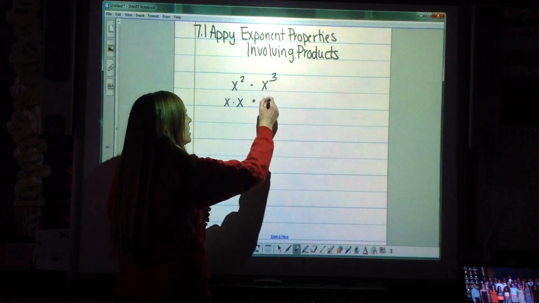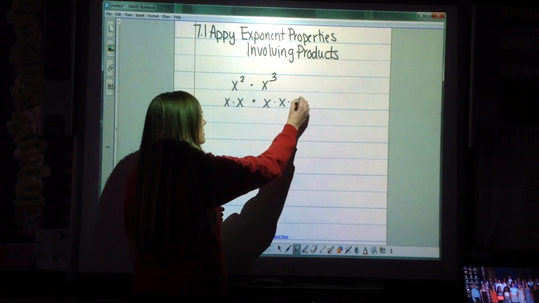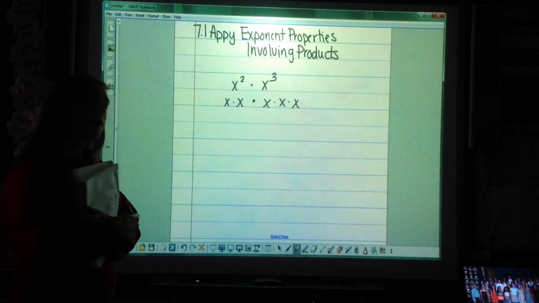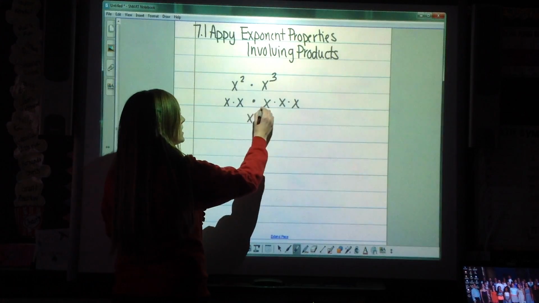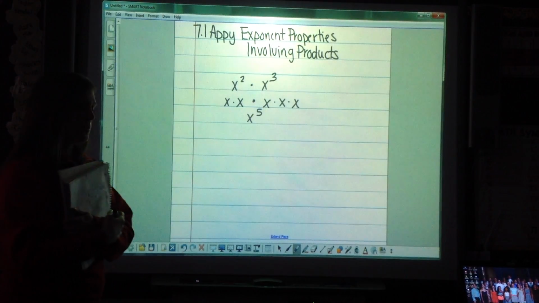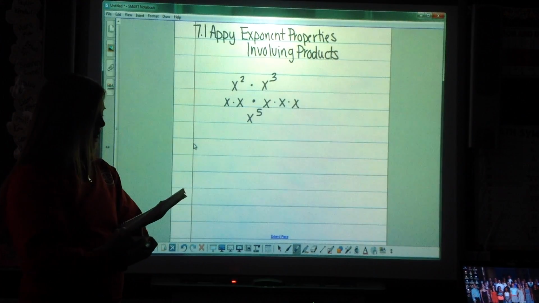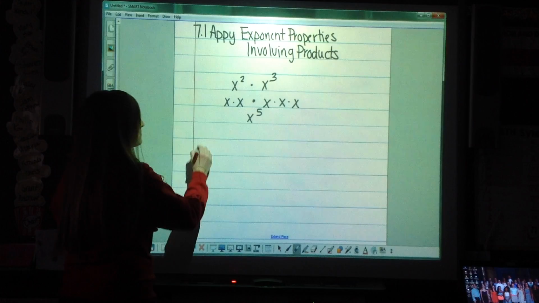The other term has three x's, and they're being multiplied. So when we multiply everything together, you can see that we have 5 total x's. So our answer would be x to the 5th power. What we just performed here is the product of powers property.